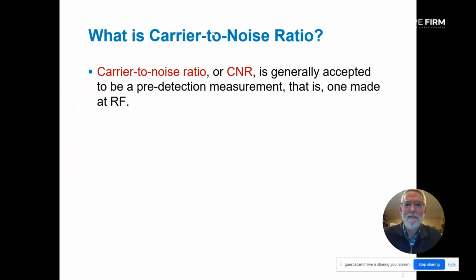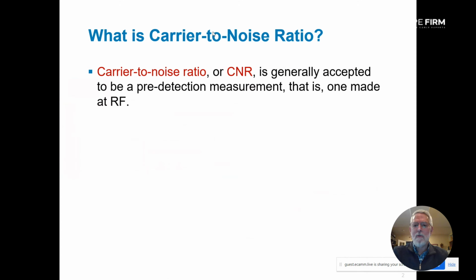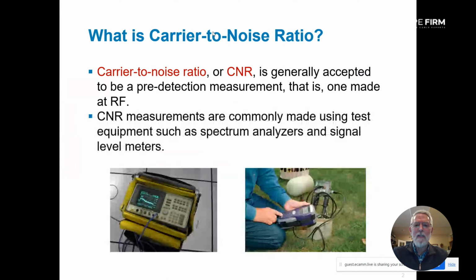All right, what is this carrier to noise ratio thing all about? Carrier to noise ratio, abbreviated CNR, and some people abbreviate it C/N. I'm using CNR throughout this presentation, but it's generally accepted to be what's called a pre-detection measurement. That means it's made in the frequency domain at RF. They're typically made using commonly available test equipment, signal level meters, spectrum analyzers, some specialized test equipment, but I think by and large, these two instruments are the ones that most people use when measuring carrier to noise ratio in their head ends or outside plant.